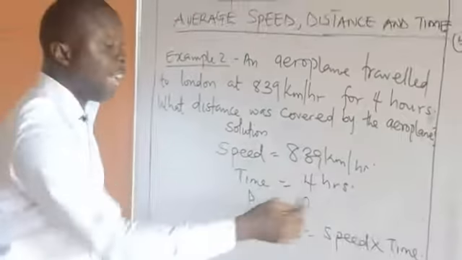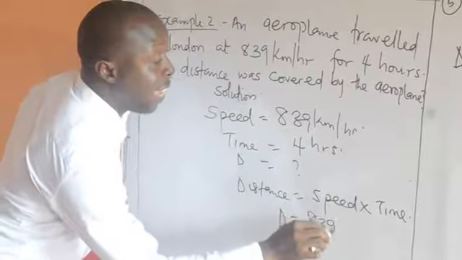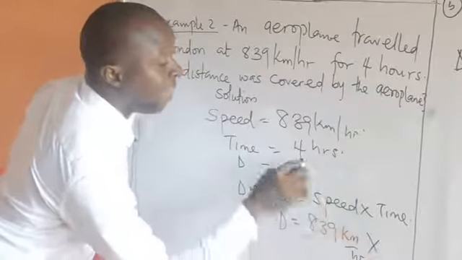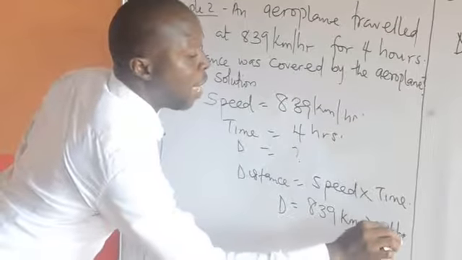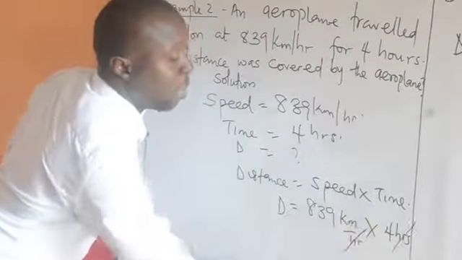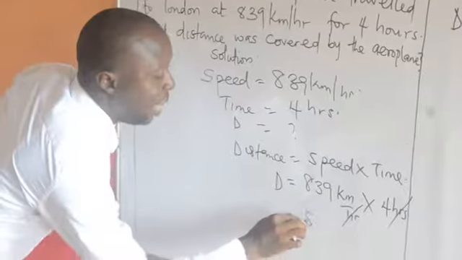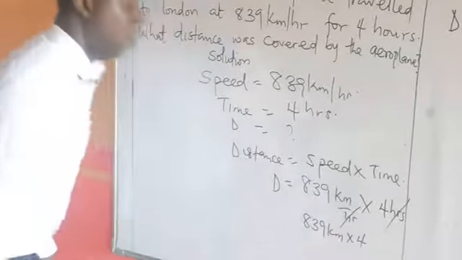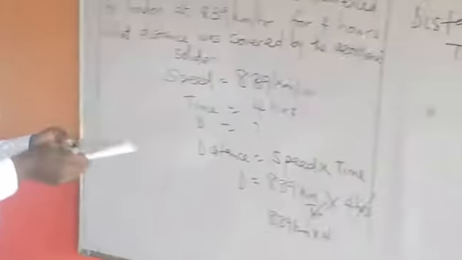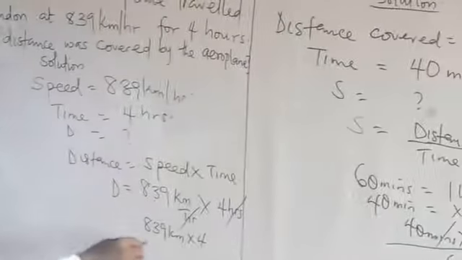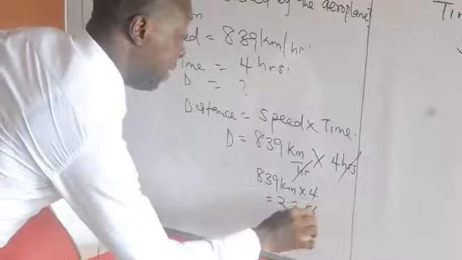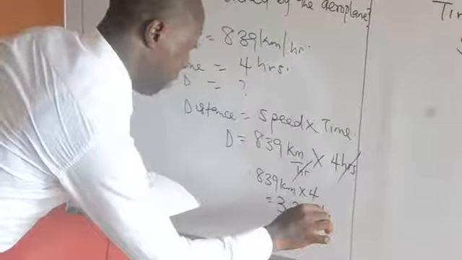So distance is equal to the speed given to us, 839 km per hour, multiplied by the time, 4 hours. Hours will cancel out hours. We are left with 839 km multiplied by 4. You multiply 839 km by 4, and you end up getting 3,356 km.